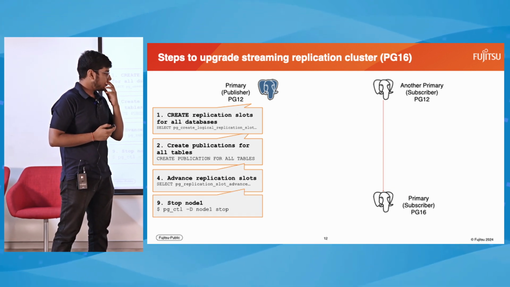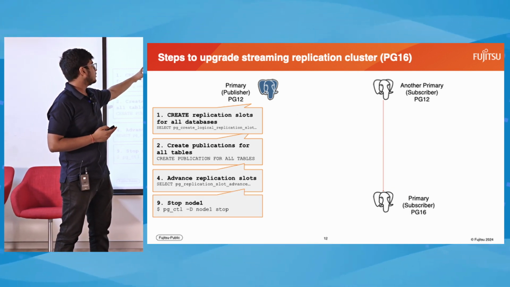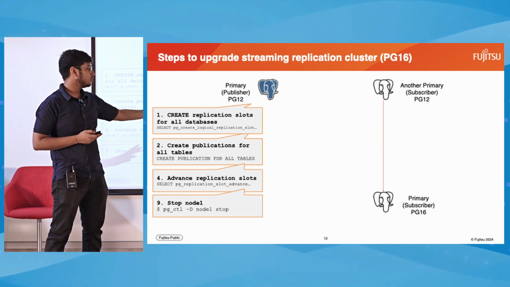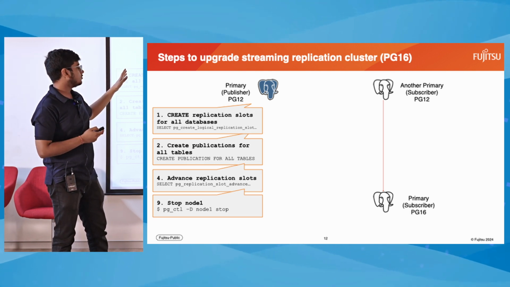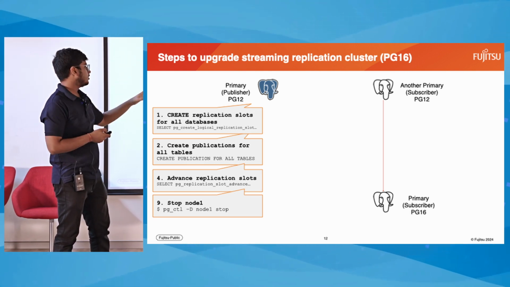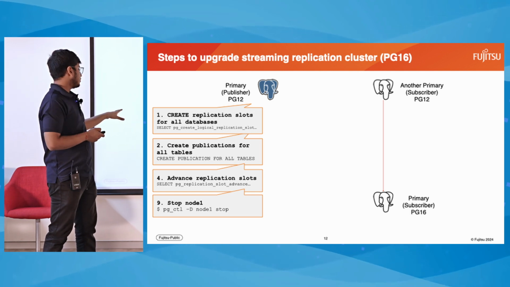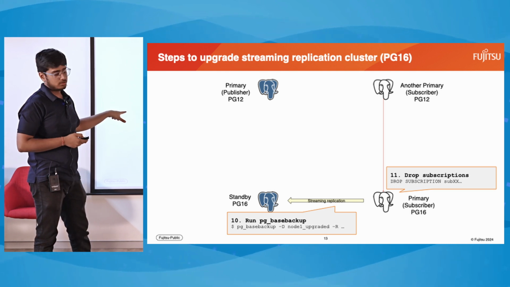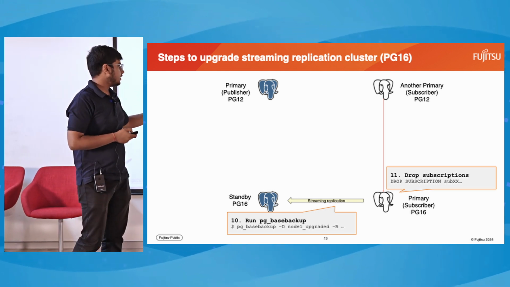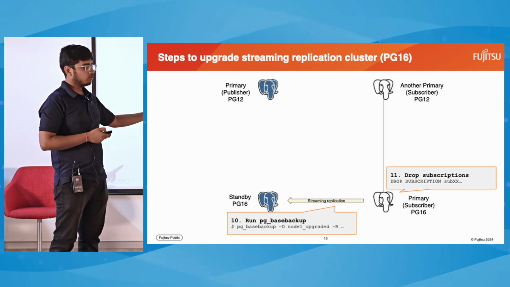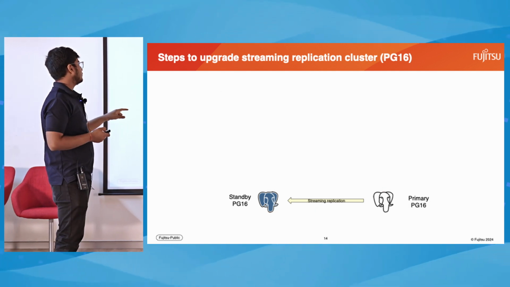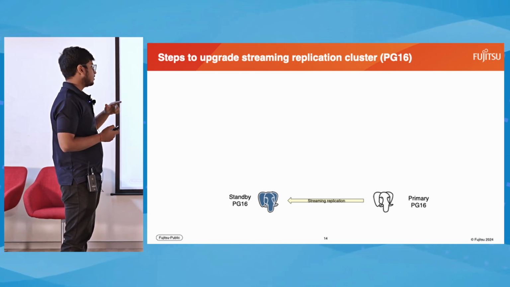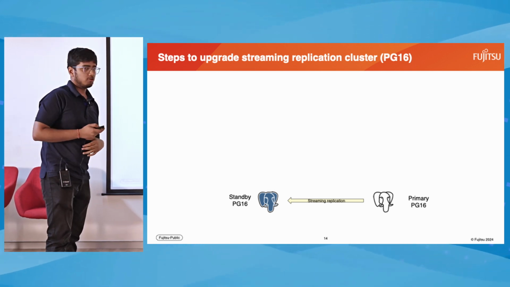Now suppose any application is using the connection string of node 1. We will change the connection string from node 1 to node 2, stop the node 1 server, and then take a backup of node 2. That's where we get a streaming replication setup, and then we drop all the subscriptions on node 2. By following these steps, we can upgrade a streaming replication cluster using logical replication with less downtime.